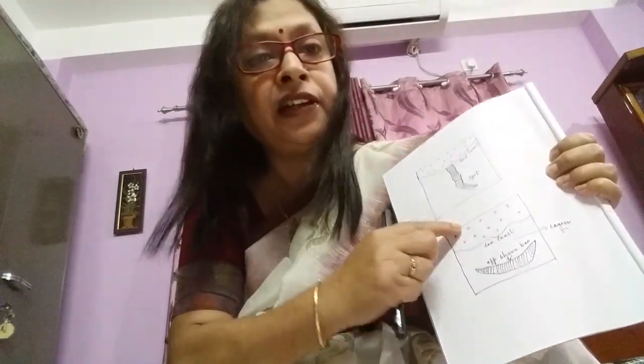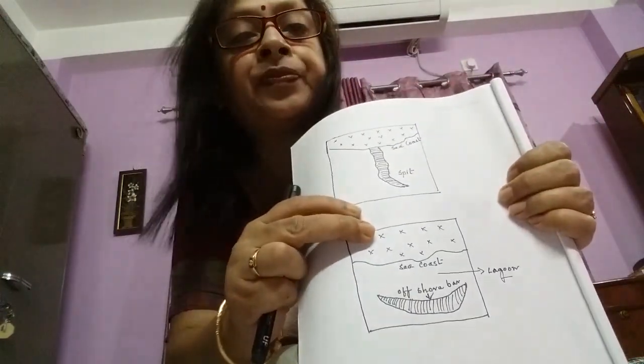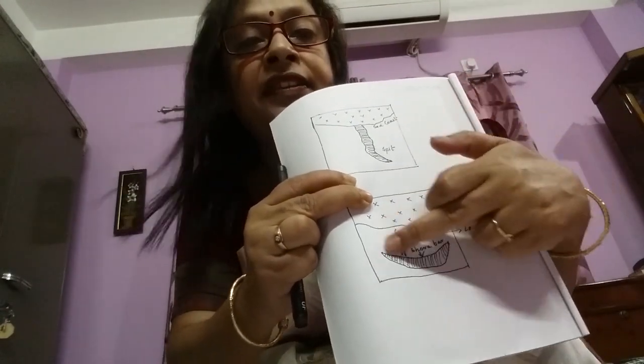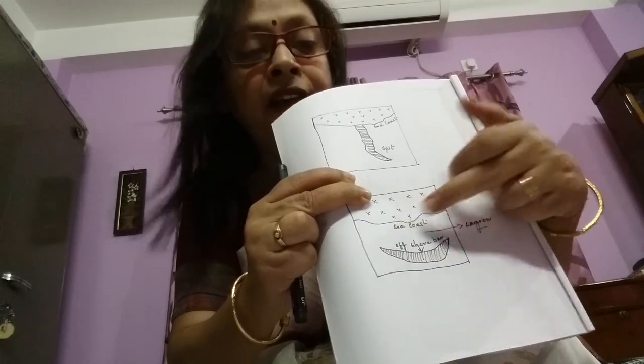Next we come to lagoons. What are lagoons? The enclosed area of sea water between the bar and the coast is often called a lagoon. See the picture. Here you find the bar and here you find the coast. So the water which is enclosed here, this is known as the lagoon.